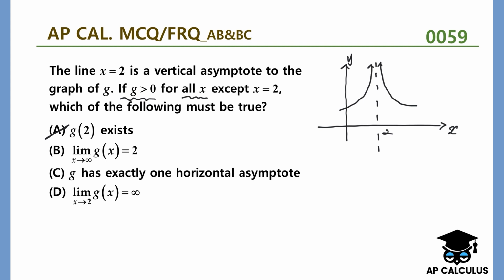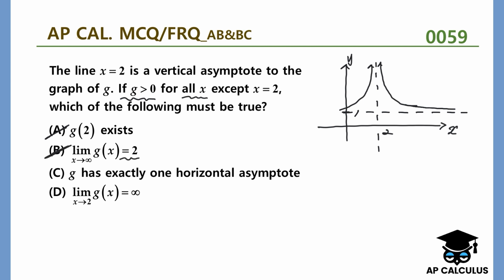Answer choice B. As x approaches infinity, g of x is equal to 2. Well, x approaching infinity has to do with the horizontal asymptote of the function. Is the horizontal asymptote of the graph of g always equal to 2? No. We could have, for example, let's say here is 1, a horizontal asymptote at y equals 1, like this. So this is not always equal to 2.